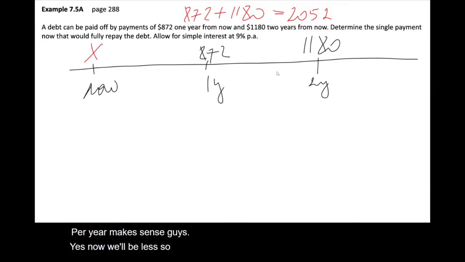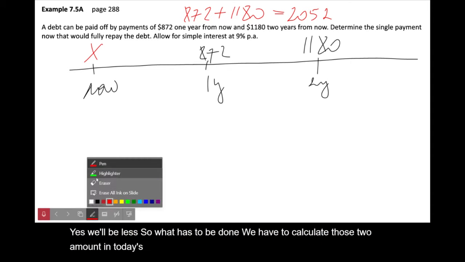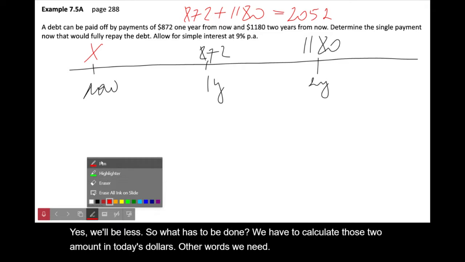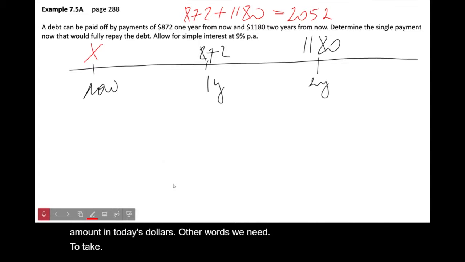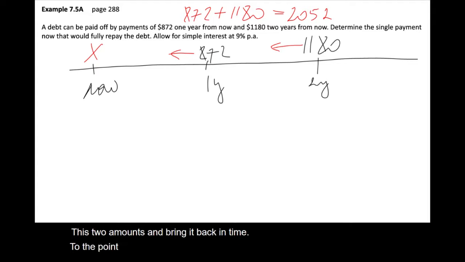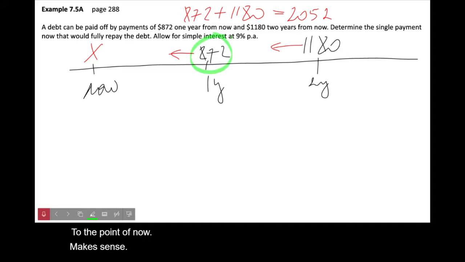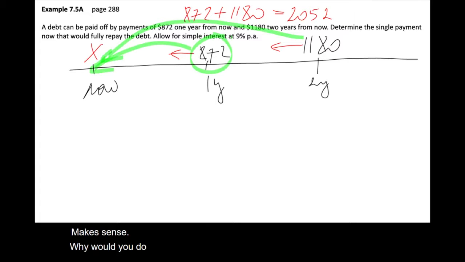So what has to be done? We have to calculate those two amounts in today's dollars. In other words, we need to take these two amounts and bring them back in time to the point of now. Make sense? So could we just take out the interest in those two and then add them? Why would you do that? The question says how much you should pay now.